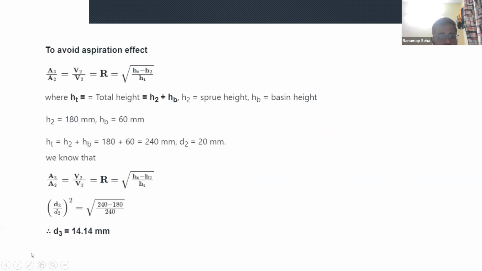Okay, this is the total height. So using this above continuity equation, you can find out that A3 by A2 equals V2 by V3. Okay, so A3 by A2 is directly proportional to D3 by D2 squared. Pi gets cut off from numerator and denominator. So D3 by D2 squared becomes equal to V2 by V3, which again is the pouring basin height, that is the total height minus the screw height, 240 minus 180, 60, divided by the total height. From that, you can find D3 is equal to 14.14 mm.